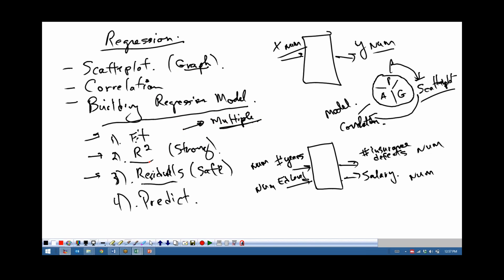And then we also learned how to interpret this before we just go plugging in values, to see whether it's a strong model or a weak model, and then to see if it's a safe model by looking at the residuals. If it's strong and safe, then go ahead and predict to your heart's desire. At the very end, we showed, for the first time, a multiple regression model, where we showed how we can add things in to make a regression a lot stronger.